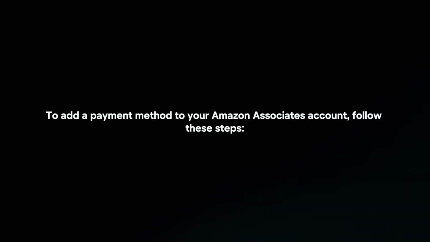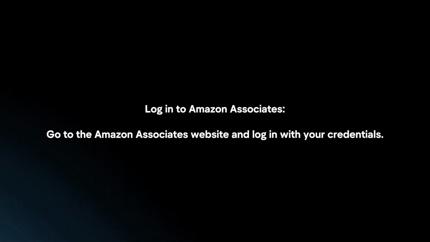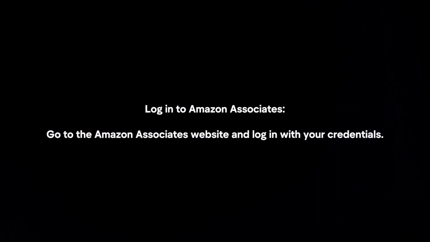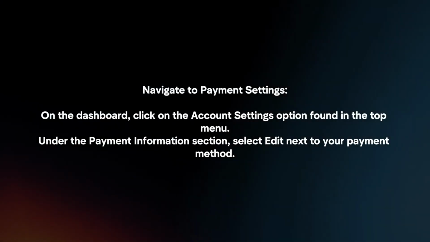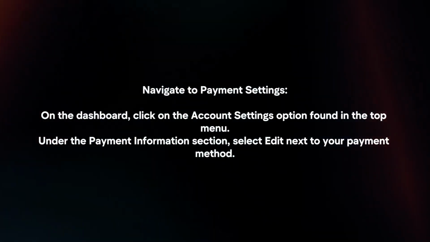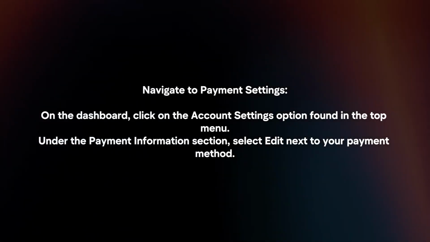To add the payment method to your Amazon Associates account, follow these steps. Log into Amazon Associates. Go to the Amazon Associates website and log in with your credentials. Navigate to Payment Settings. On the dashboard, click on the Account Settings option found in the top menu. Under the Payment Information section, select Edit next to your payment method.